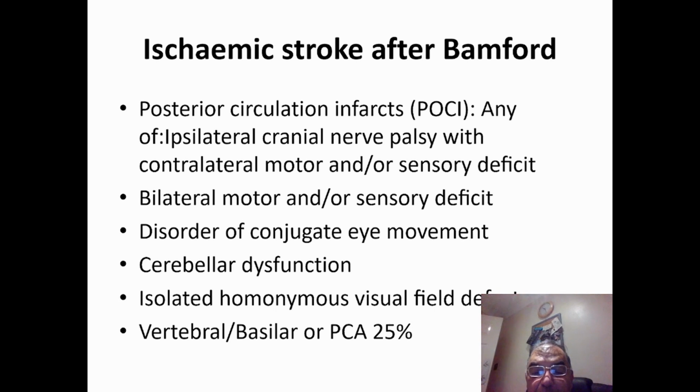And then finally you have the posterior circulation infarcts, which basically can cause, if you remember my talk on localization, cranial nerve deficits with contralateral motor or sensory deficits. The cranial nerves generally are easy to remember. The third and fourth cranial nerves are in the midbrain, the sixth and seventh cranial nerves in the pons, and the remainder of the nerves are in the medulla.